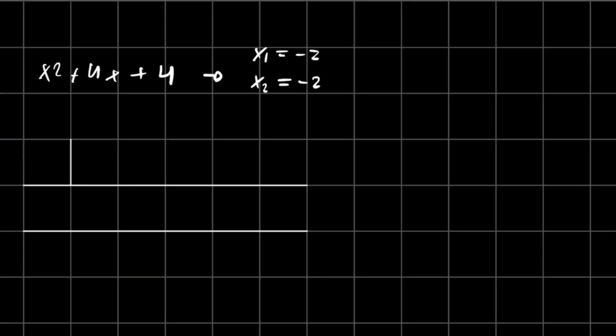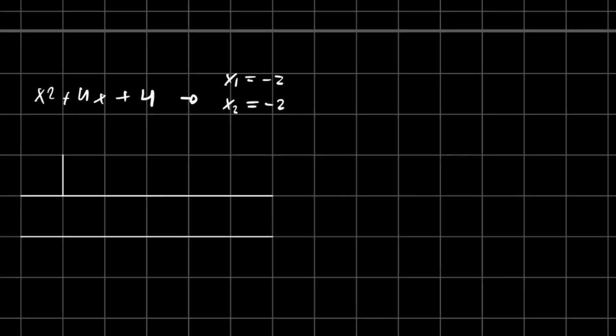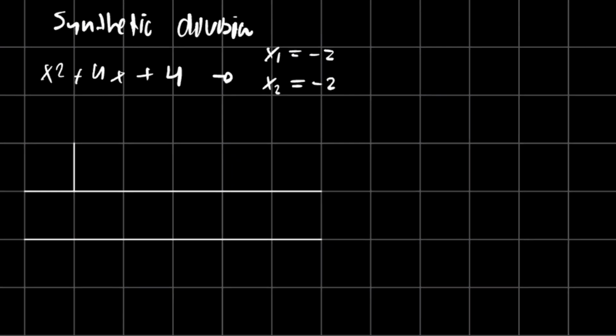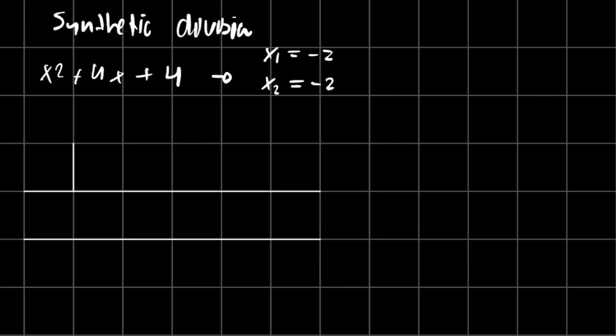We first have to learn how to do synthetic division. This is called synthetic division, right? And it's really easy. So we're going to take an example here, x squared plus 4x plus 4. And we know that its roots are going to be minus 2 and minus 2. Yeah, we just use the general formula to find this. But I want to just illustrate the example here to show you how it works.